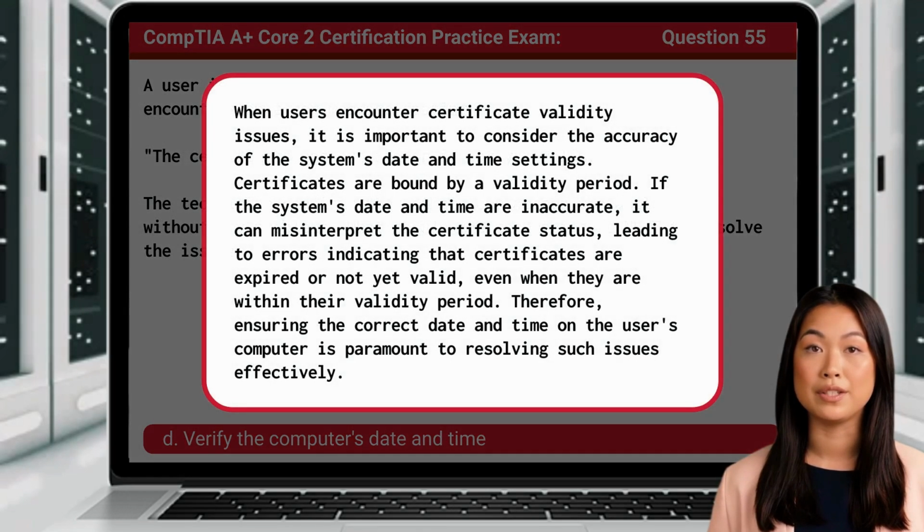When users encounter certificate validity issues, it is important to consider the accuracy of the system's date and time settings. Certificates are bound by a validity period. If the system's date and time are inaccurate, it can misinterpret the certificate status, leading to errors indicating that certificates are expired or not yet valid, even when they are within their validity period. Therefore, ensuring the correct date and time on the user's computer is paramount to resolving such issues effectively.